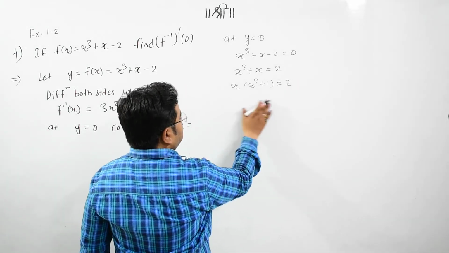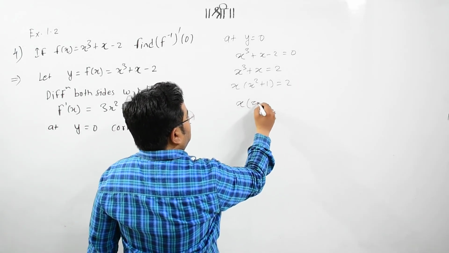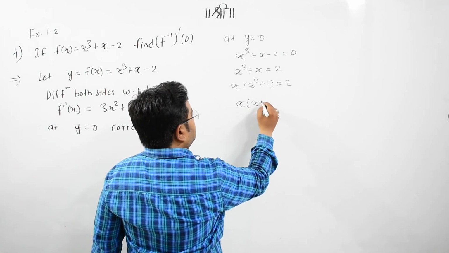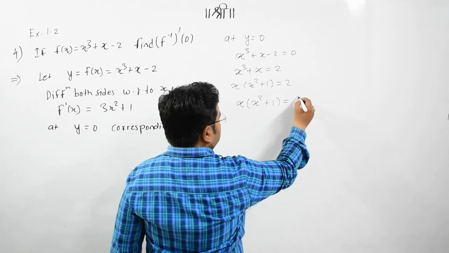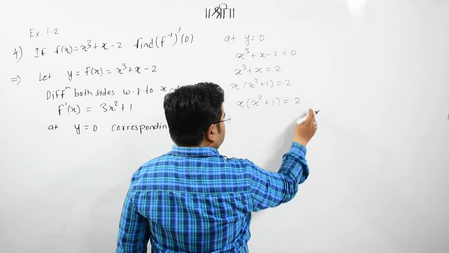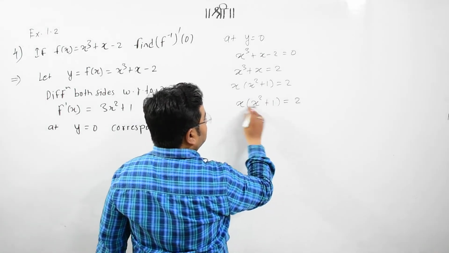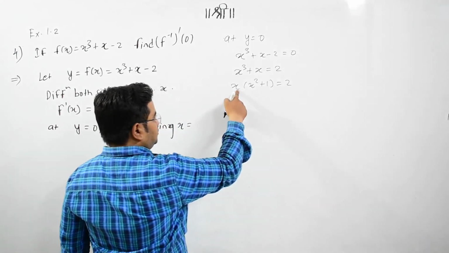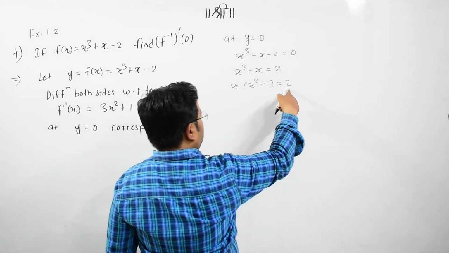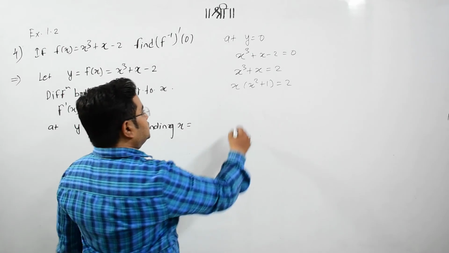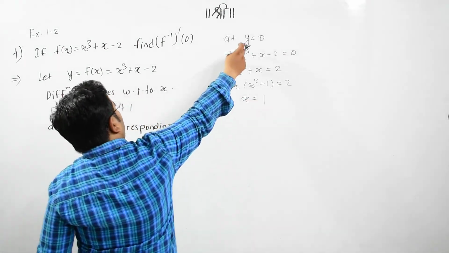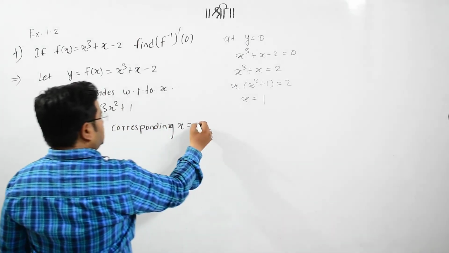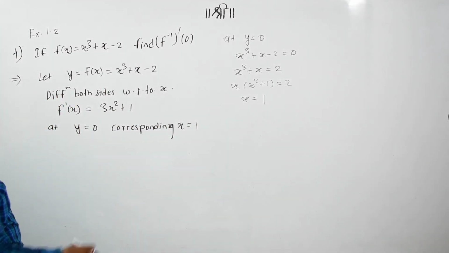So, x square plus 1 is equal to 2 only when x is equal to 1. If you substitute x is equal to 1, then only your LHS and RHS match. So, x is equal to 1 is the corresponding value at y is equal to 0. So, I am putting here the corresponding value 1.